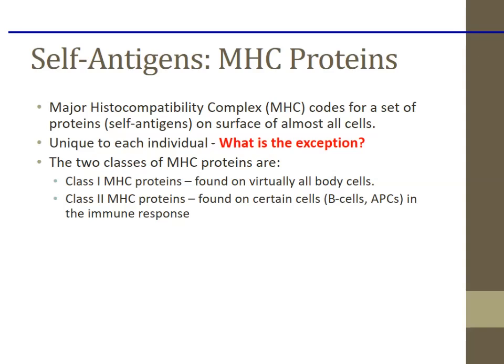The class 2 MHC will be only on those B cells, like APCs or phagocytes. And it's going to be sensitive to a CD4 receptor on a helper T cell. So match up the receptors with the type of complex, and you got it.